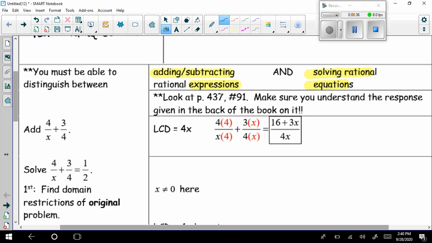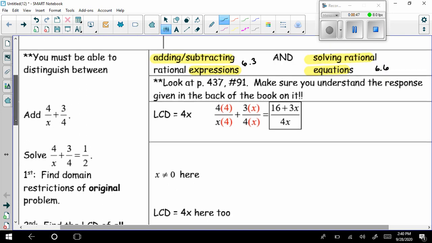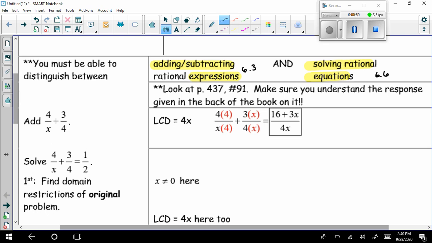If you're following along in the textbook, this would be like section 6.3. This is section 6.6, and you can look at those differences there. Also, if you look at page 437, number 91, make sure you understand the response that's given in the back of the book as far as those differences. You can find the textbook underneath our class resources page. It's just an online textbook if you didn't pick one up or check one out.